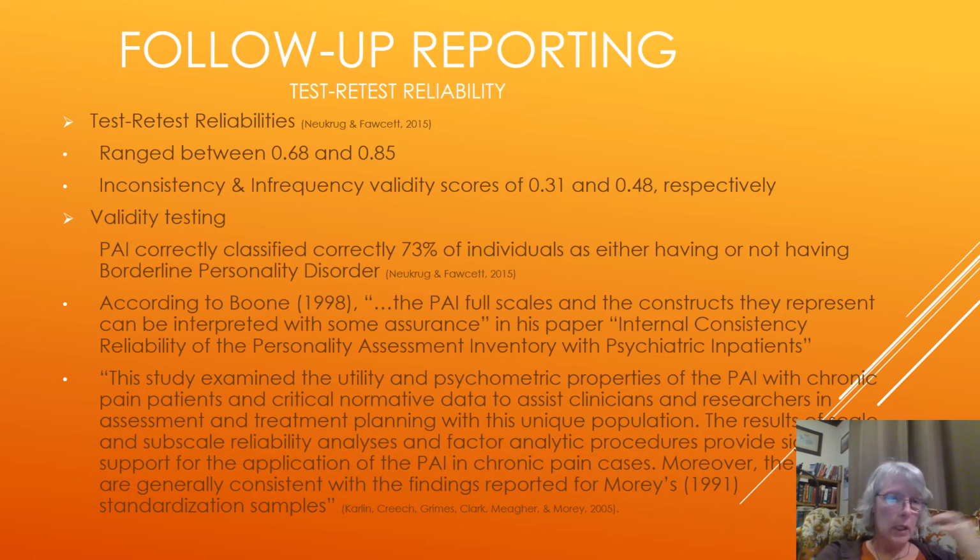As stated previously, the assessment indicates high levels of test-retest reliability with a range of 0.68 to 0.85. However, the inconsistency and infrequency validity scores were much lower, with scores of 0.31 and 0.48 respectively. Other assessments of this tool include a study in which the PAI correctly diagnosed individuals as either having or not having bipolar disorder, and this assessment had a 73% success rate.